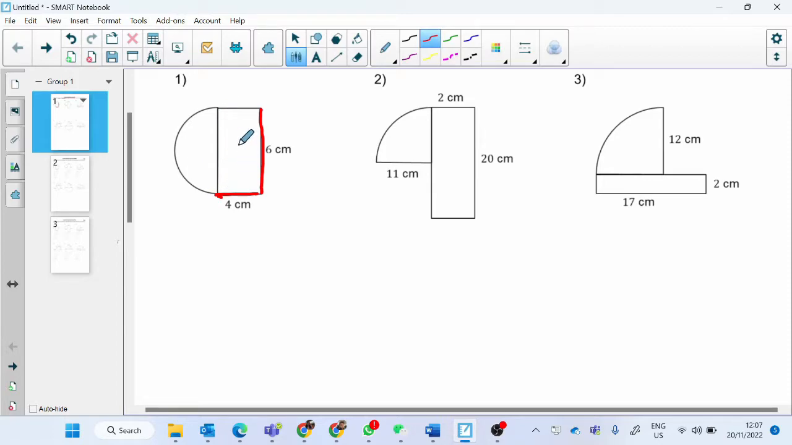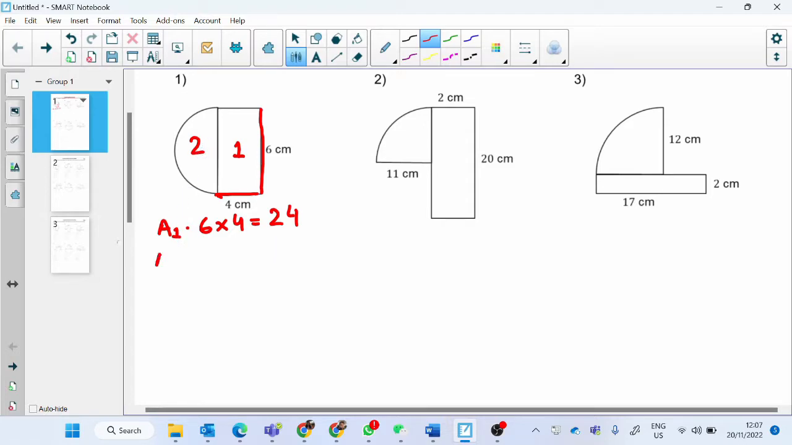So here are basically two shapes. One shape is this rectangle and the second shape is the semicircle. We have to find the area and perimeter. First, the area of the first shape. The area of a rectangle is the length multiplied by the width, so it will be 6 times 4, which is equal to 24.